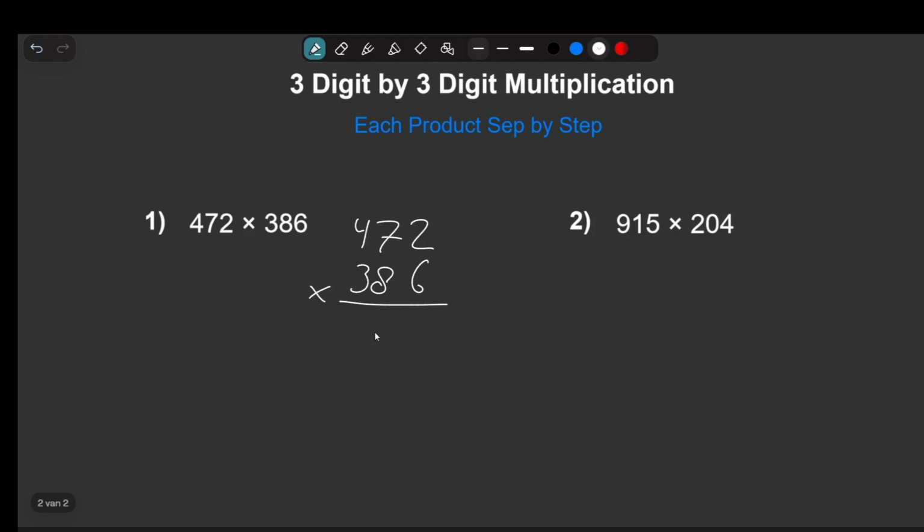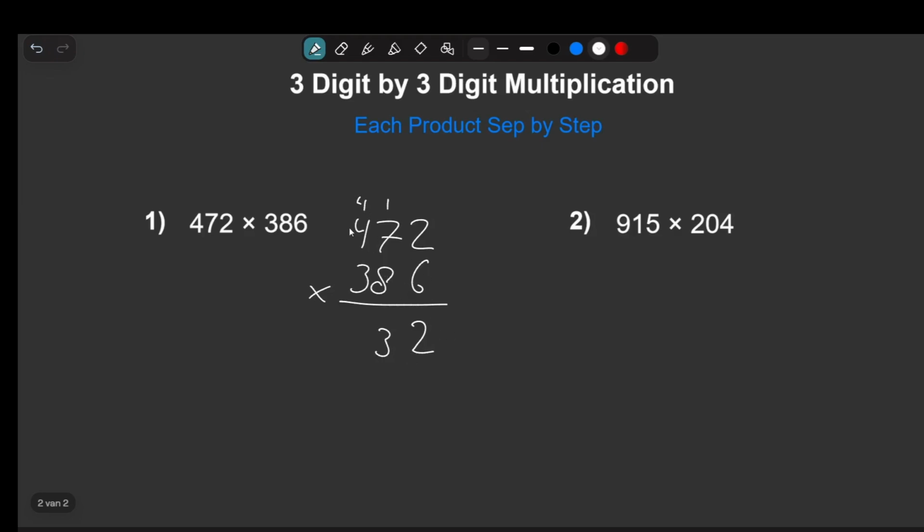Let's start by doing 6 times 2. 6 times 2 equals 12. We're going to write our 2 down here, and carry over the 1 of the 12. Now we are done with the 2, we can go over to the 7. We're going to do 6 times 7. 6 times 7 equals 42. Then we add the 1 to the 42, which equals 43. We write our 3 down here and carry over the 4.